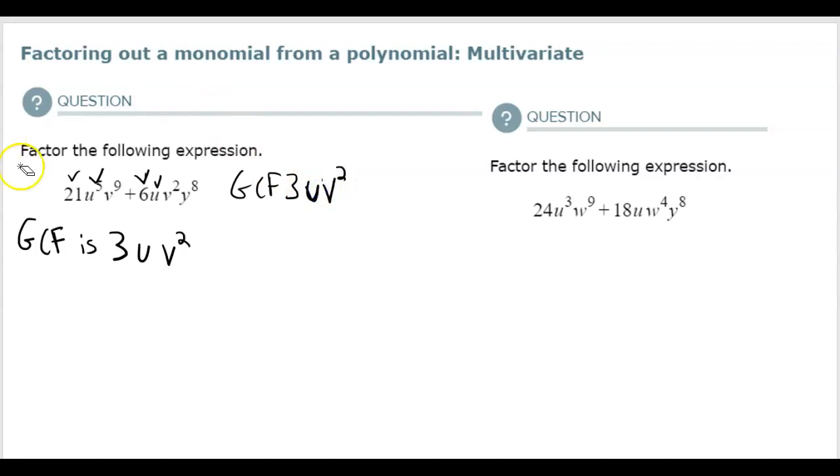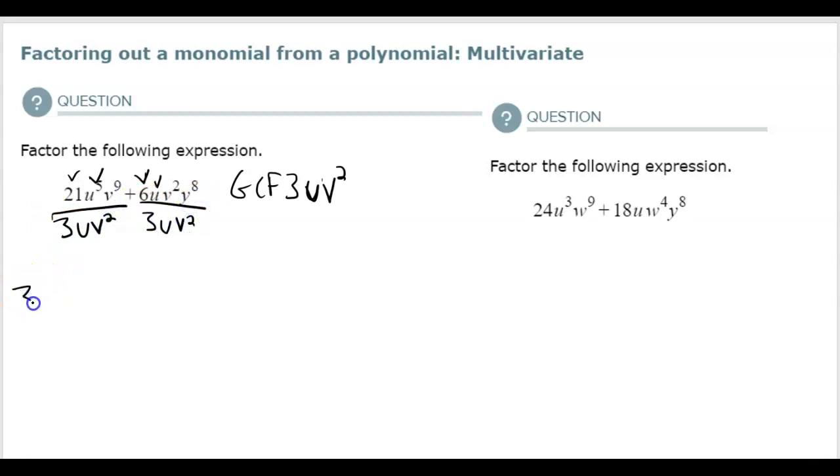So now I'm going to go ahead and divide each of those by 3uv squared. And that's what we would end up with.